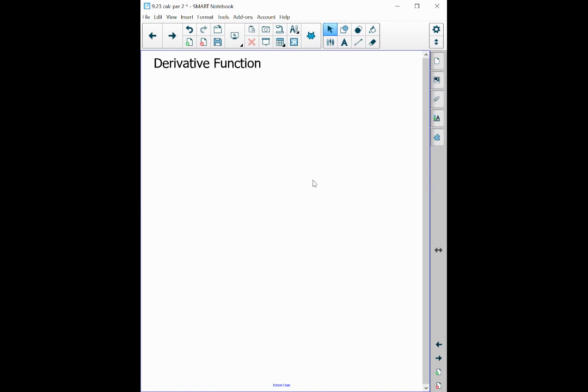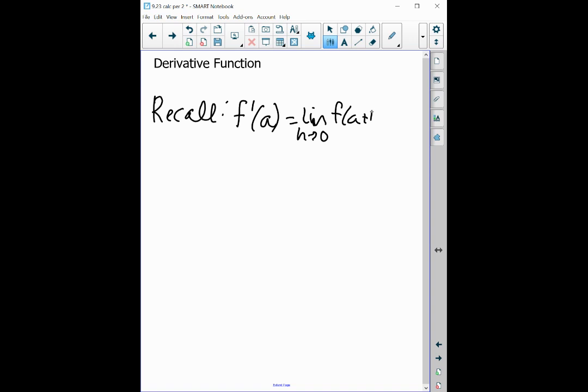If you remember from last class, we looked at the definition of the derivative as it relates to slope. We define the slope at a point, or the derivative of f at x equals a, as the limit as h goes to 0 of f of a plus h minus f of a, all over h. That gives us the slope or the derivative value at fixed points.